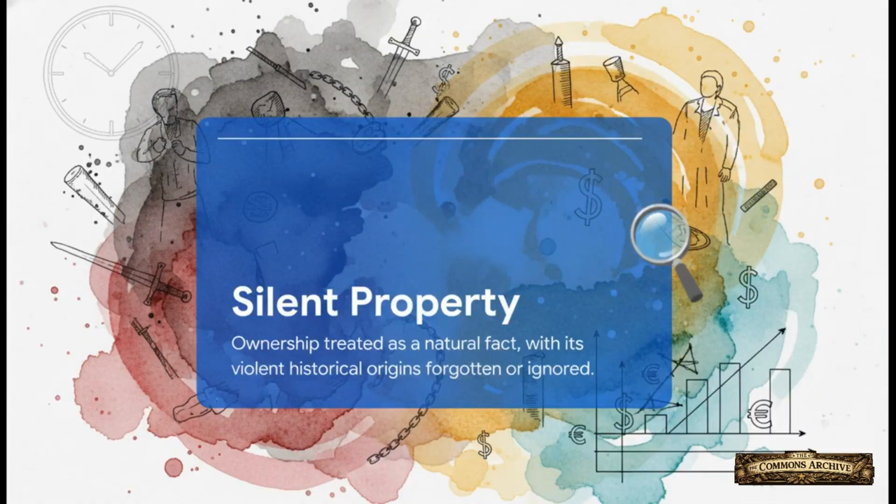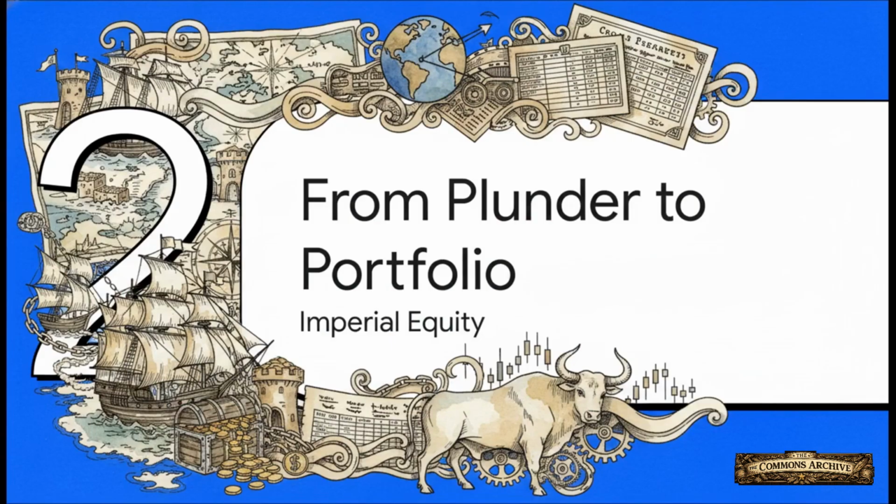And this leads us to this core concept, silent property. Its ownership with a violent, messy backstory has been totally erased. You could argue that Smith's real genius wasn't defending the violence. It was creating an economic theory so complete, so all-encompassing, that it just made us forget the violence ever happened. He made it silent.